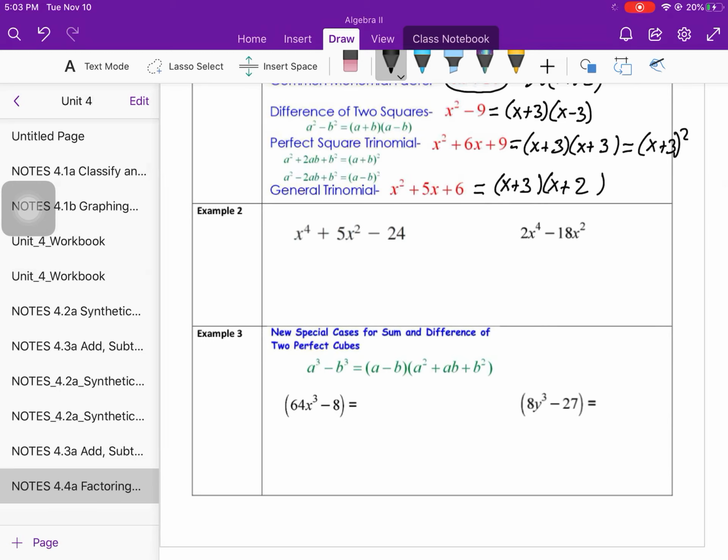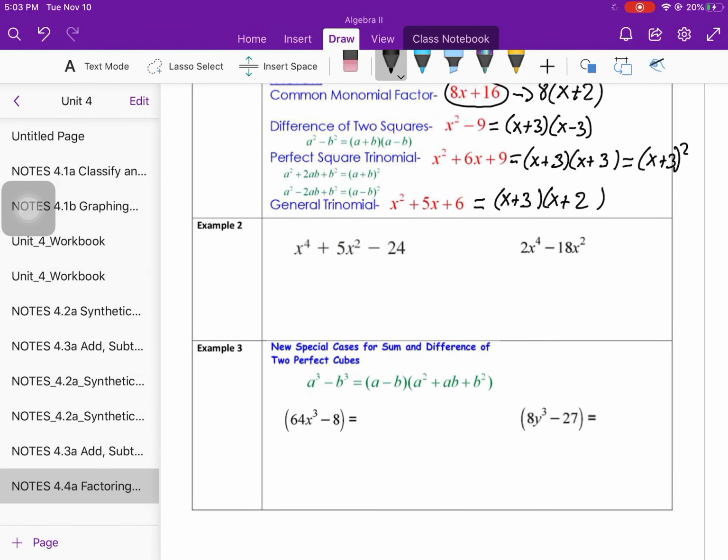So these equations in example 2 are both quartic because the highest degree is 4, but we treat it the same way for this first problem. We look to see if there's a greatest common factor, can't take anything out. So if that doesn't work, let's do two sets of parentheses. Now, rather than having an x squared here, we have x to the fourth. So you have to think about, well, how do we get x to the fourth? And it actually comes from x squared times x squared.